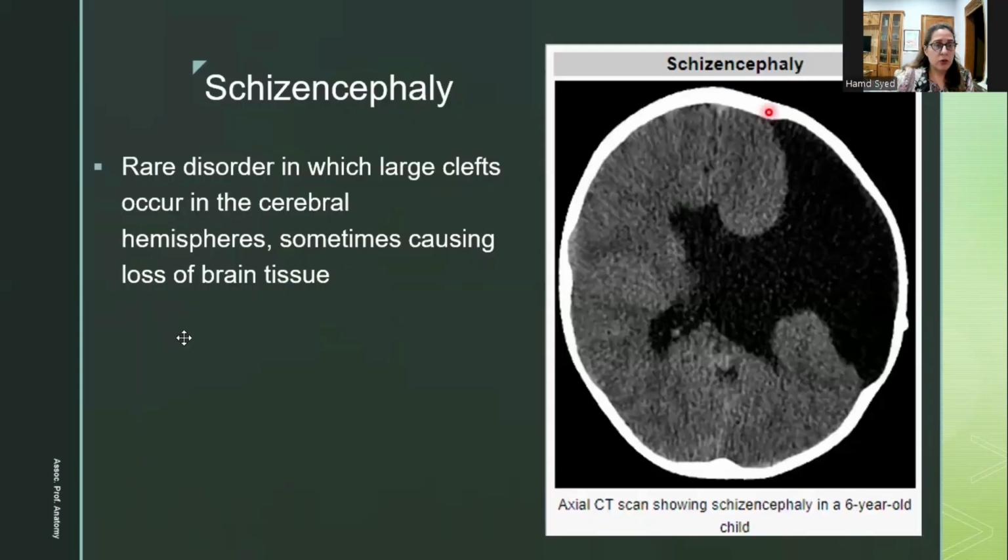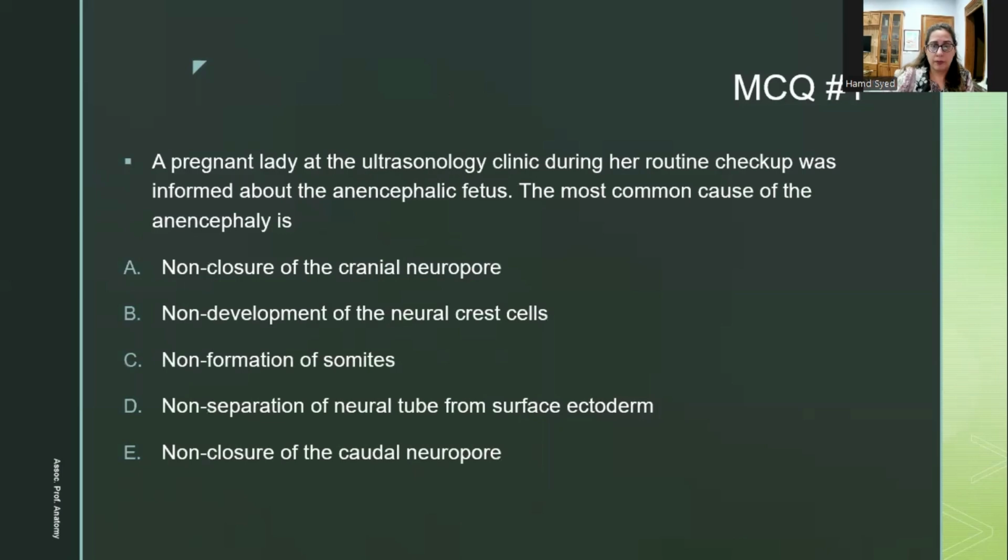Another brain defect that you should be familiar with is schizencephaly. This is a rare disorder in which large clefts will occur in the cerebral hemispheres, sometimes causing loss of brain tissue. So this is an axial CT scan of a 6-year-old child, and you can see over here the clefts in the brain tissue. This condition is known as schizencephaly.